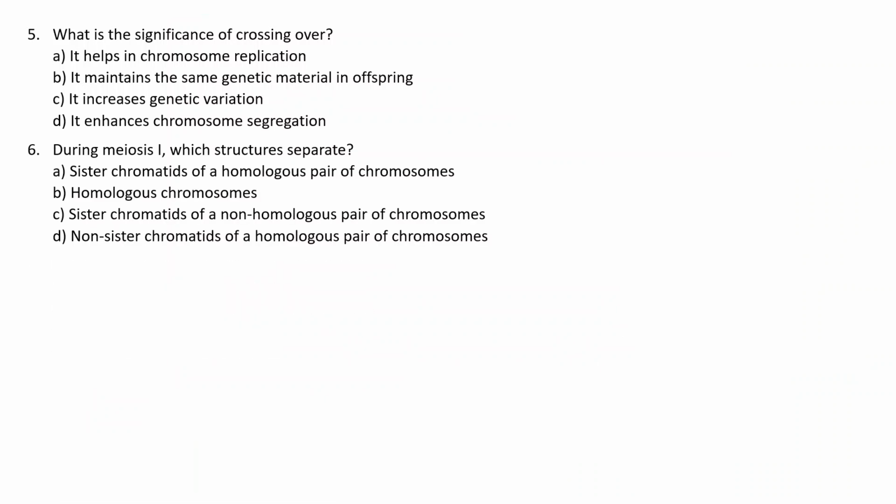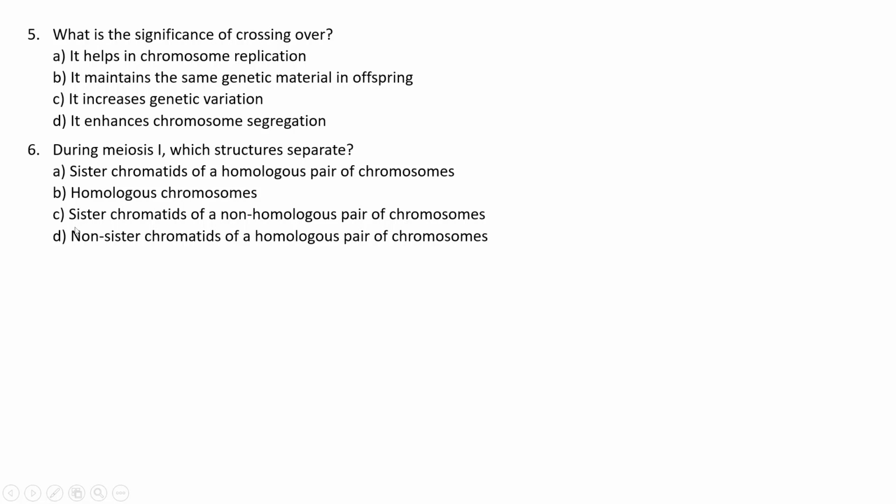So during meiosis 1, the structures that separate are the homologous chromosomes. So it's option B here, okay, not A. So I hope that is clear now to anyone who might have got it a little bit confused. Right. And why is it not the other ones? So sister chromatids of a homologous pair of chromosomes, that's not the case. That's what happens in meiosis 2, right?